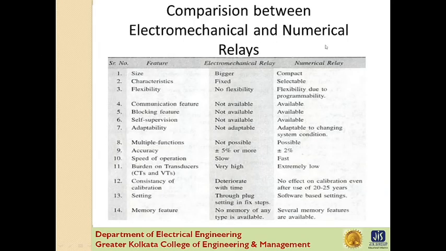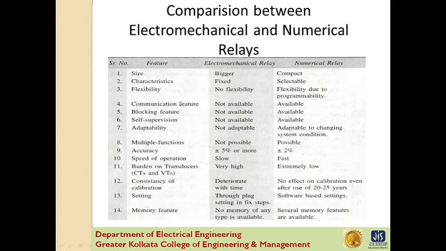Next is the comparison between electromechanical and numerical relay. Numerical relay is microprocessor relay. First, size: electromechanical relay is bigger than the numerical relay. Numerical relay is compact. Characteristics: the characteristics of electromechanical relay are fixed and characteristics of numerical relay are selectable. Flexibility: electromechanical relay is not flexible. The numerical relay or microprocessor based relay is flexible due to programmability.